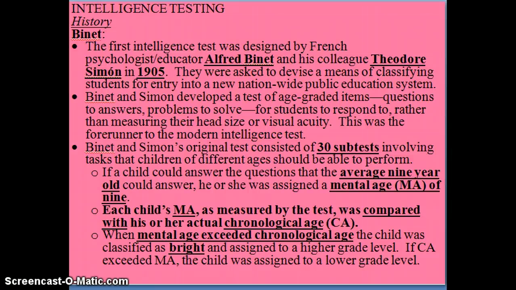But your mental age then ended up being compared to your chronological age. So if your chronological age was 9 but your mental age was only 7, then you would be considered not so bright. And if the opposite was true, then vice versa. If you had a mental age of 9 but you were only 7 years old, you were considered bright, and then you were assigned to a higher grade level. So ideally, at first, they wanted to just determine, in comparison to people your own age, where you should be placed in what particular schooling class.